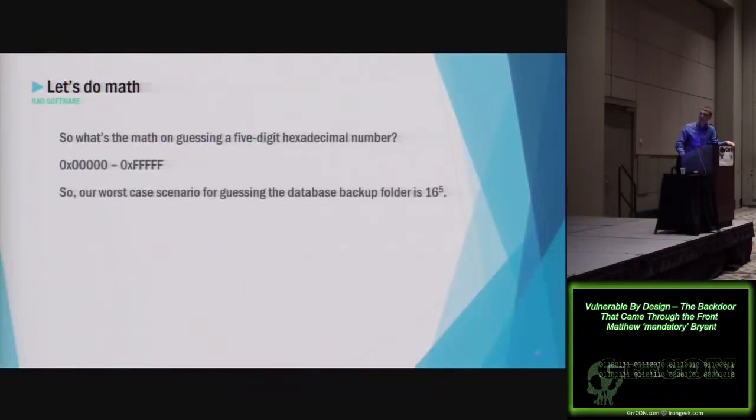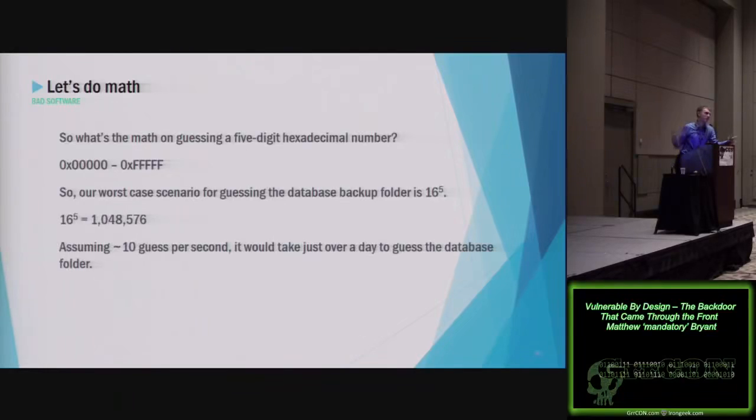And the first bad thing about this is even if it was completely random, even if it was cryptographically secure and they did all the right things, there are functions in PHP that could generate actual secure randomness, it wouldn't matter, because it basically takes about 1,048,000 requests. If you did about 10 guesses a second, that would take just over a day to guess what that directory was, to get all of your MySQL backups.